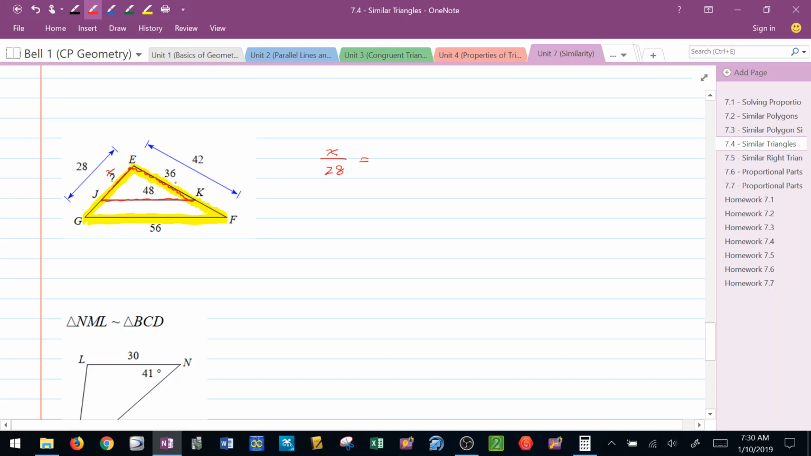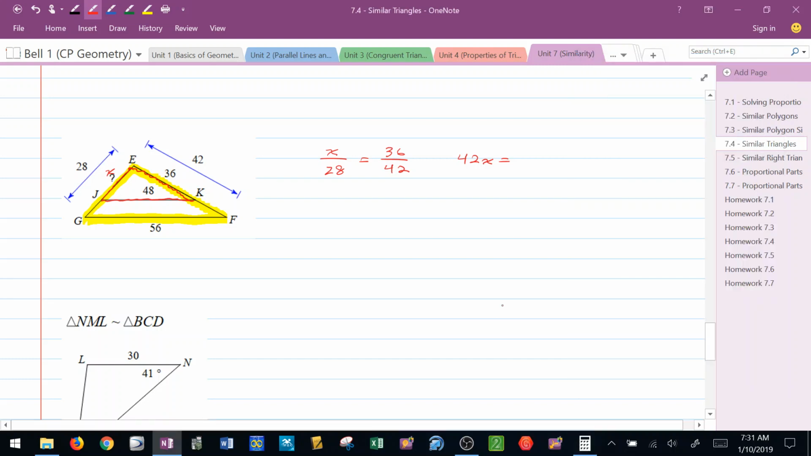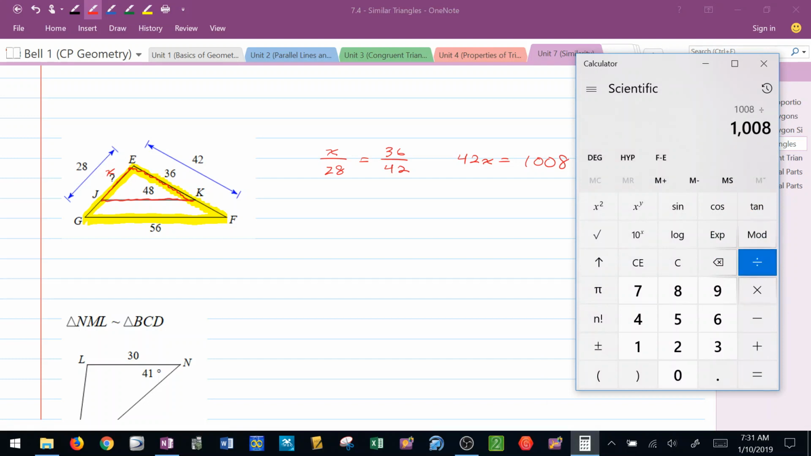There I'm going to use either 36 or 48. I'm going to choose to use 36. It doesn't matter though. If I use 36, the corresponding piece of the bigger triangle is this 42. So I'm going to write it like that. Now, I can simplify, or I can just dive right in and use my calculator. I'm going to choose to do that. 42x is equal to, let's see, 28 times 36 gives me 1,008. I take 1,008 divided by 42, and I get x is 24.